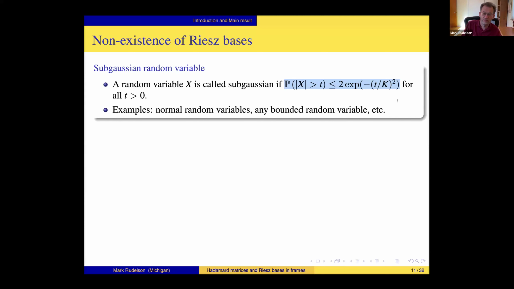In particular, any bounded random variable is sub-Gaussian. You can guarantee this trivially, since we have this coefficient 2 in front; the aim of this coefficient is to make this bound vacuous if t is small. So I'll choose a constant k such that for any t in the support of this bounded random variable, this inequality is vacuous, and beyond the support, this tail probability is just 0. So any bounded random variable is sub-Gaussian.